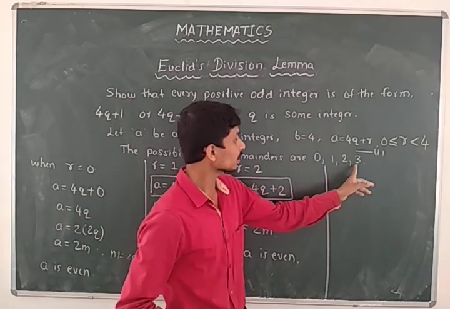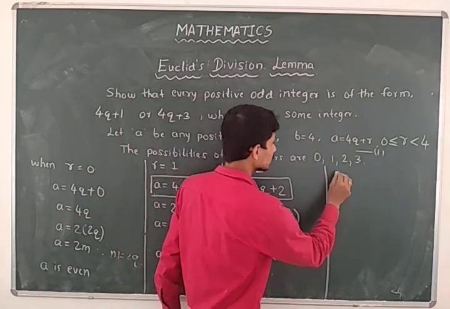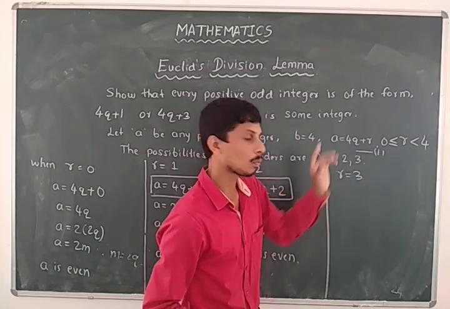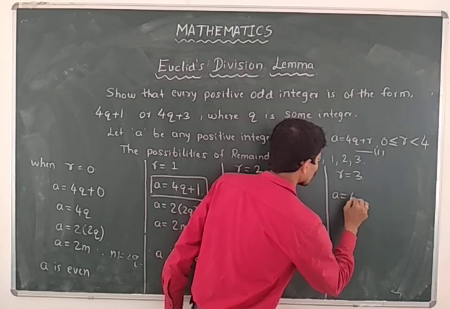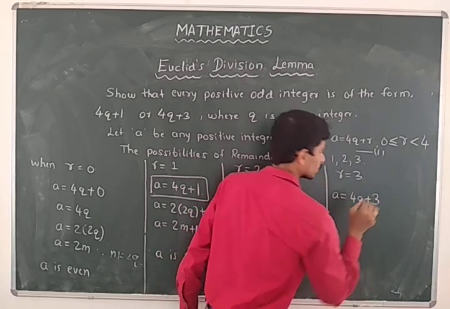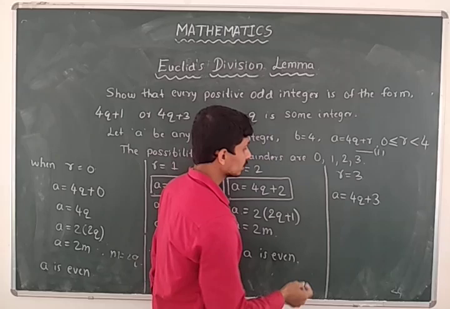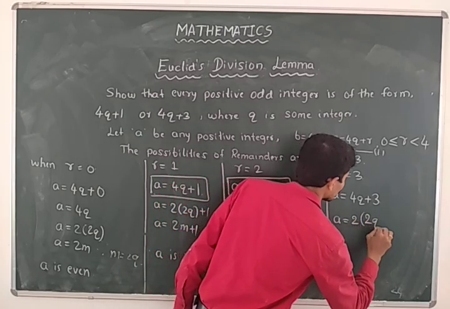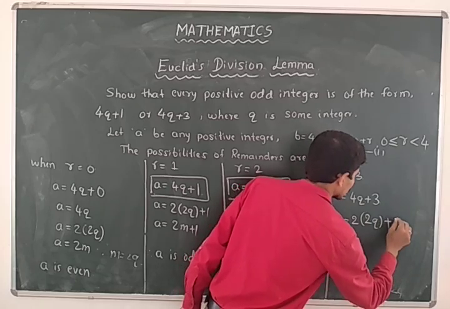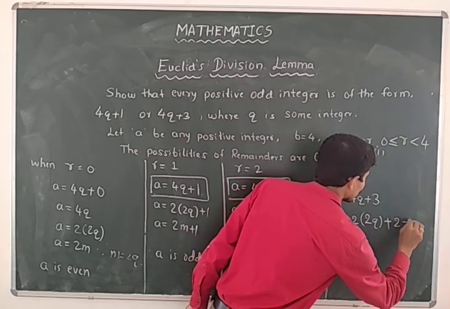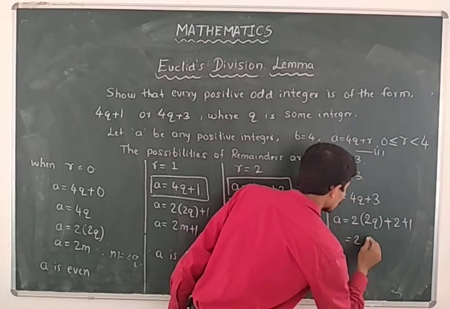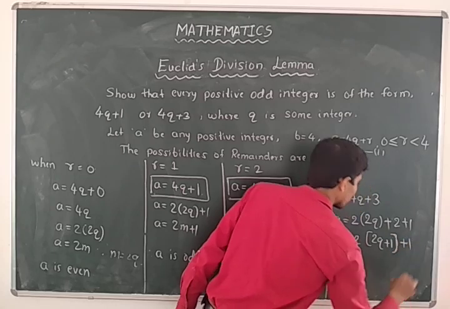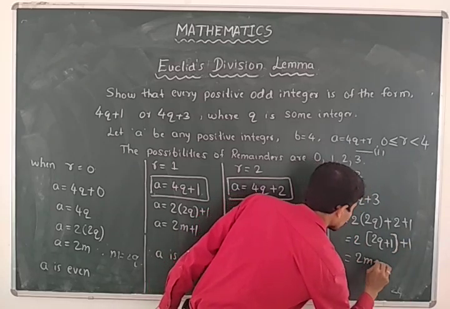So the last possibility of remainder is r is equal to 3. We put r is equal to 3 in equation number 1. So a is equal to 4q plus 3. Now further, 2 can be taken as common: 4q plus 2 plus 1, so 2 into (2q plus 1) plus 1, which is equal to 2m plus 1.